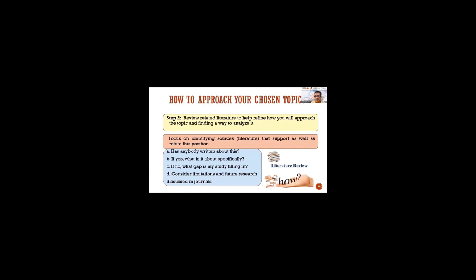The second step is to review related literature to help refine how you approach the topic and find a way to analyze. Focus on identifying sources, that is literature, that support as well as refute this position. Has anybody written about it before? If yes, what is it about specifically? If no, what gap is my study filling? Consider the limitations and future research discussed in journals. So this is a critical aspect.